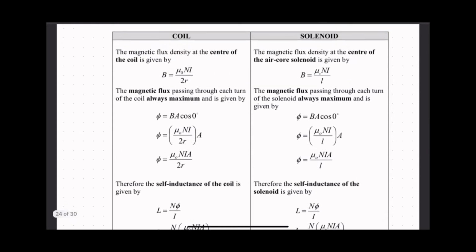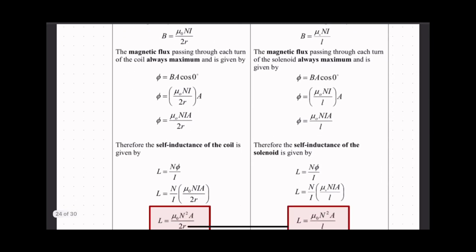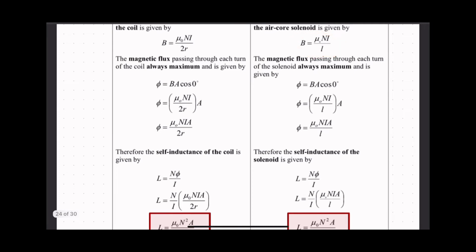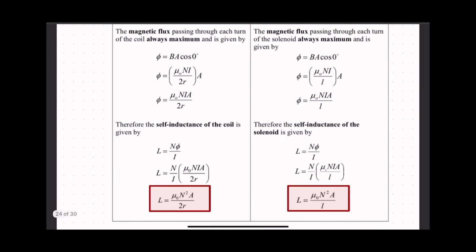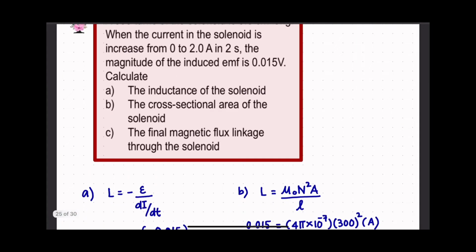Okay, for the solenoid, you know that the formula for B is equal to mu naught n I over L, and then we substitute in the formula of self-inductance, so you get L is equal to mu naught n squared A over L. Only the bottom differs: for a coil it is 2R, for a solenoid it is over L. Okay, alright, let's look at the question.